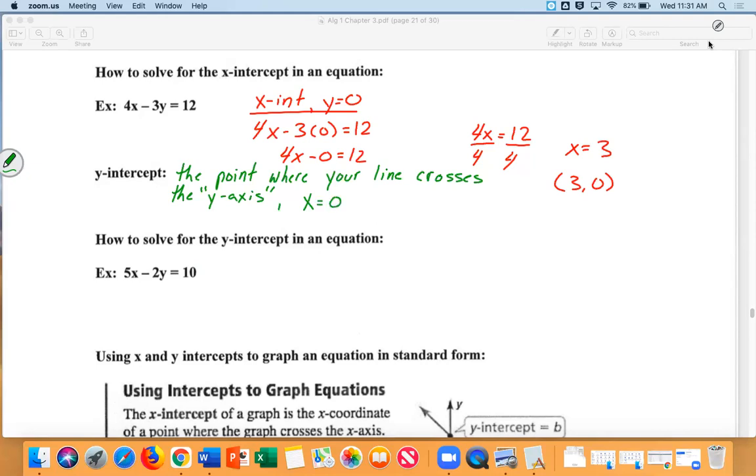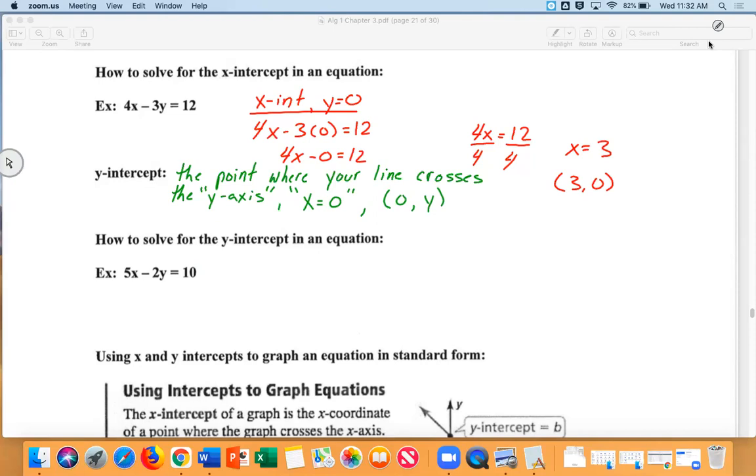X equals 0 here. And it's written as 0, comma, y. Notice when I wrote the one up there, it said x, comma, 0. Notice 3, comma, 0. That's your x-intercept. Your y-intercept is 0, comma, y. So it's going to be 0, comma, a number.